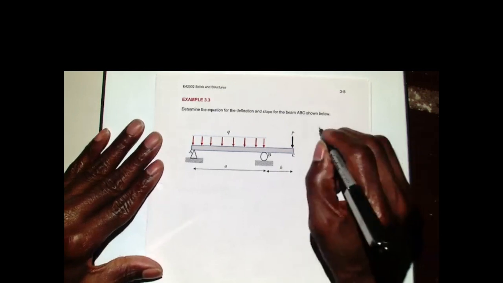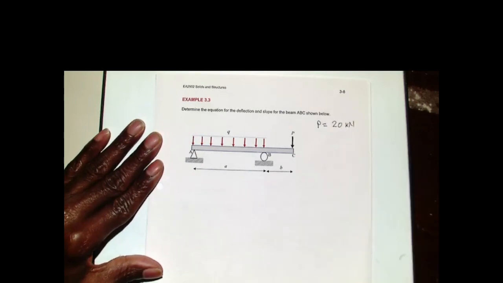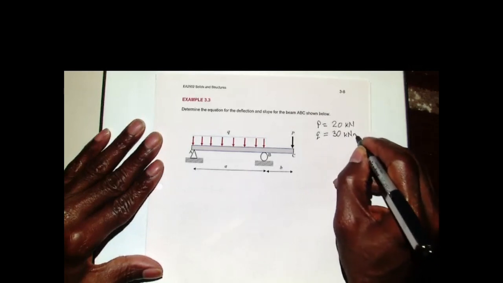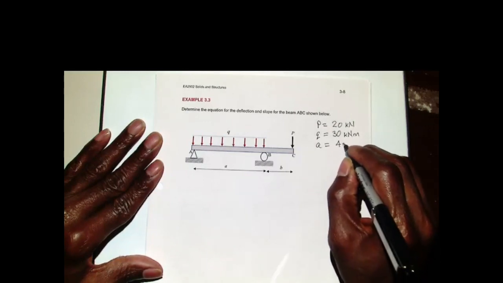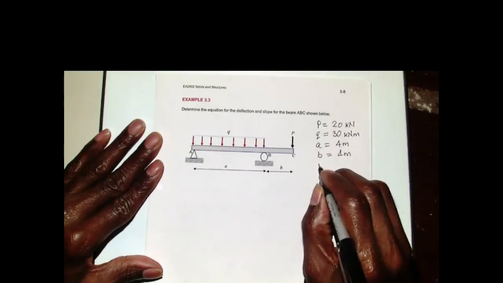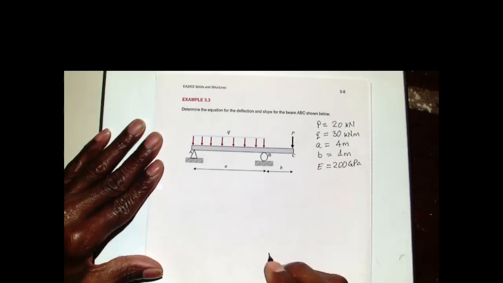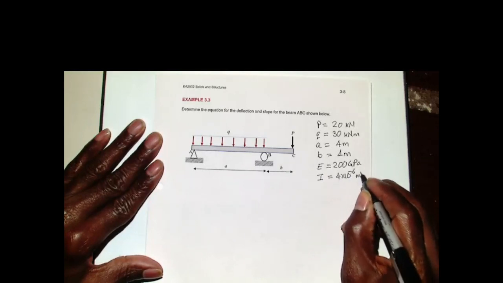So let's just assume that our P here is 20 kilonewtons. Let's assume that our Q is 30 kilonewtons per meter. And our A, which is the length between the supports, is 4 meters, and the overhang is 1 meter. The modulus is 200 GPa, that is gigapascals, and I is 4 times 10 to the power minus 6 meters to the fourth, like that. So let's assume that's what we've got. Now we have some numbers.